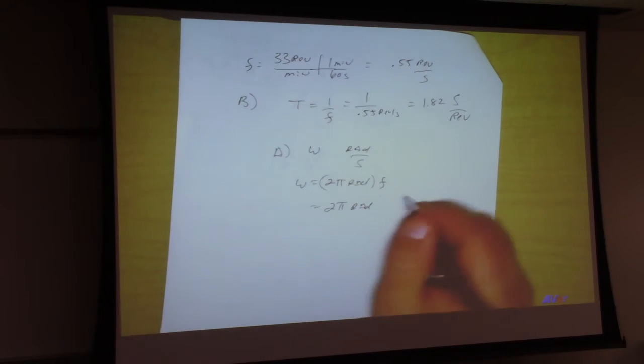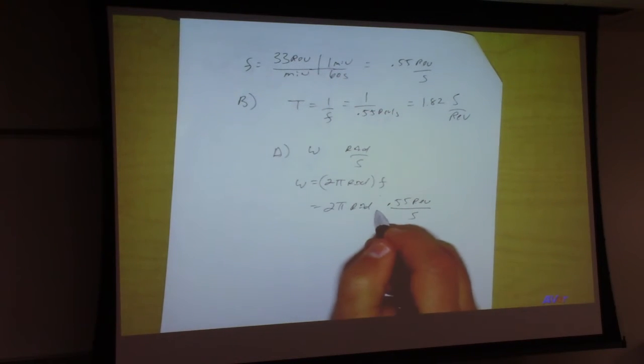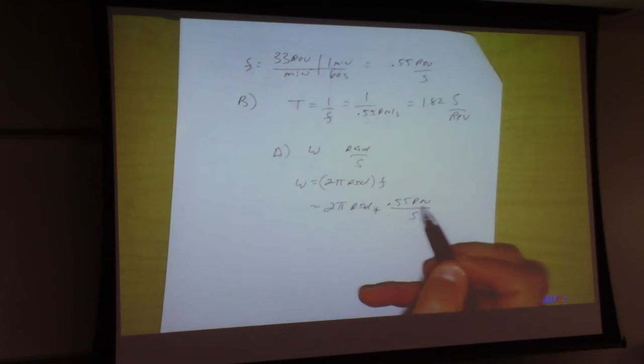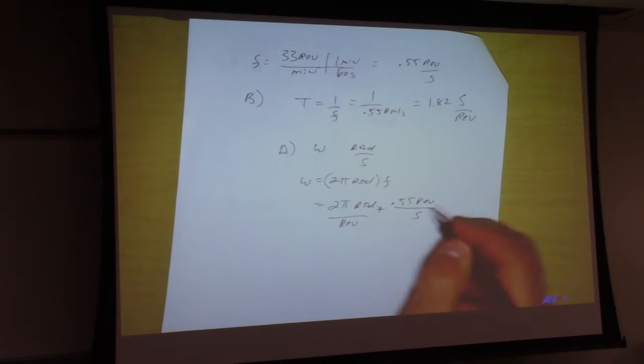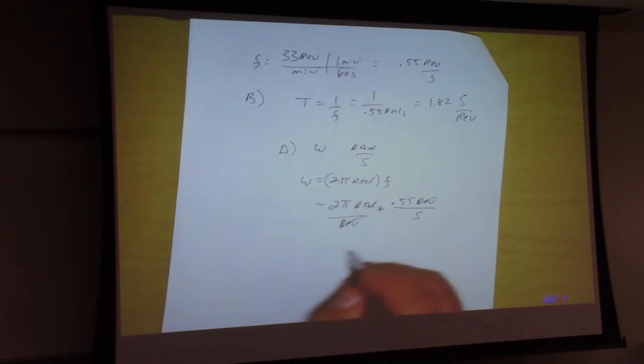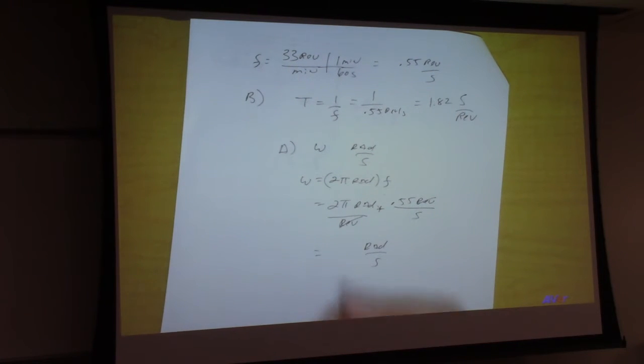And again, let me write it, and then you'll see what I'm talking about. Here's the frequency, but the units look really ugly, don't they? This is radians, now this is revolutions per second. So really it's 2 pi radians per revolution. And then you end up with radians per second. So whatever that is.